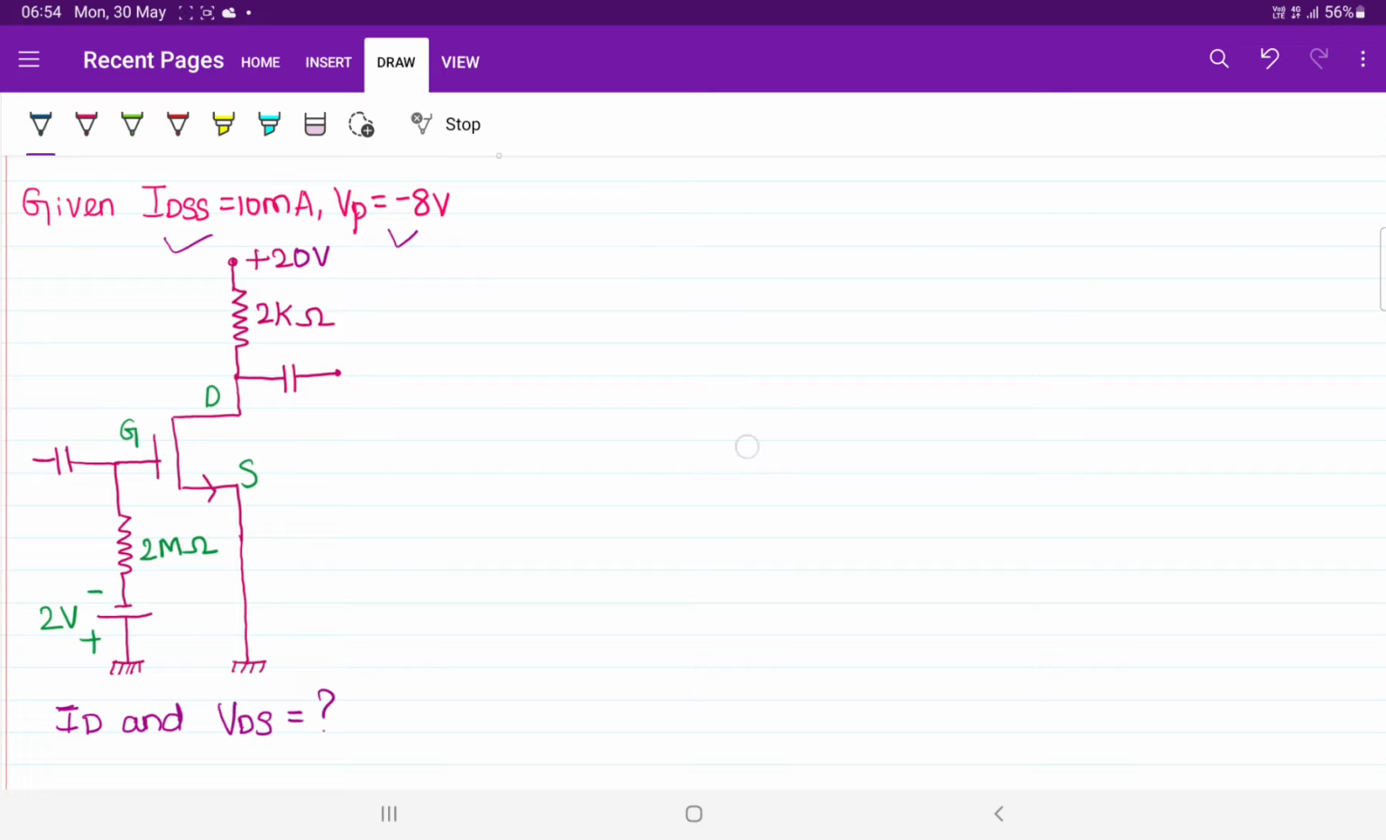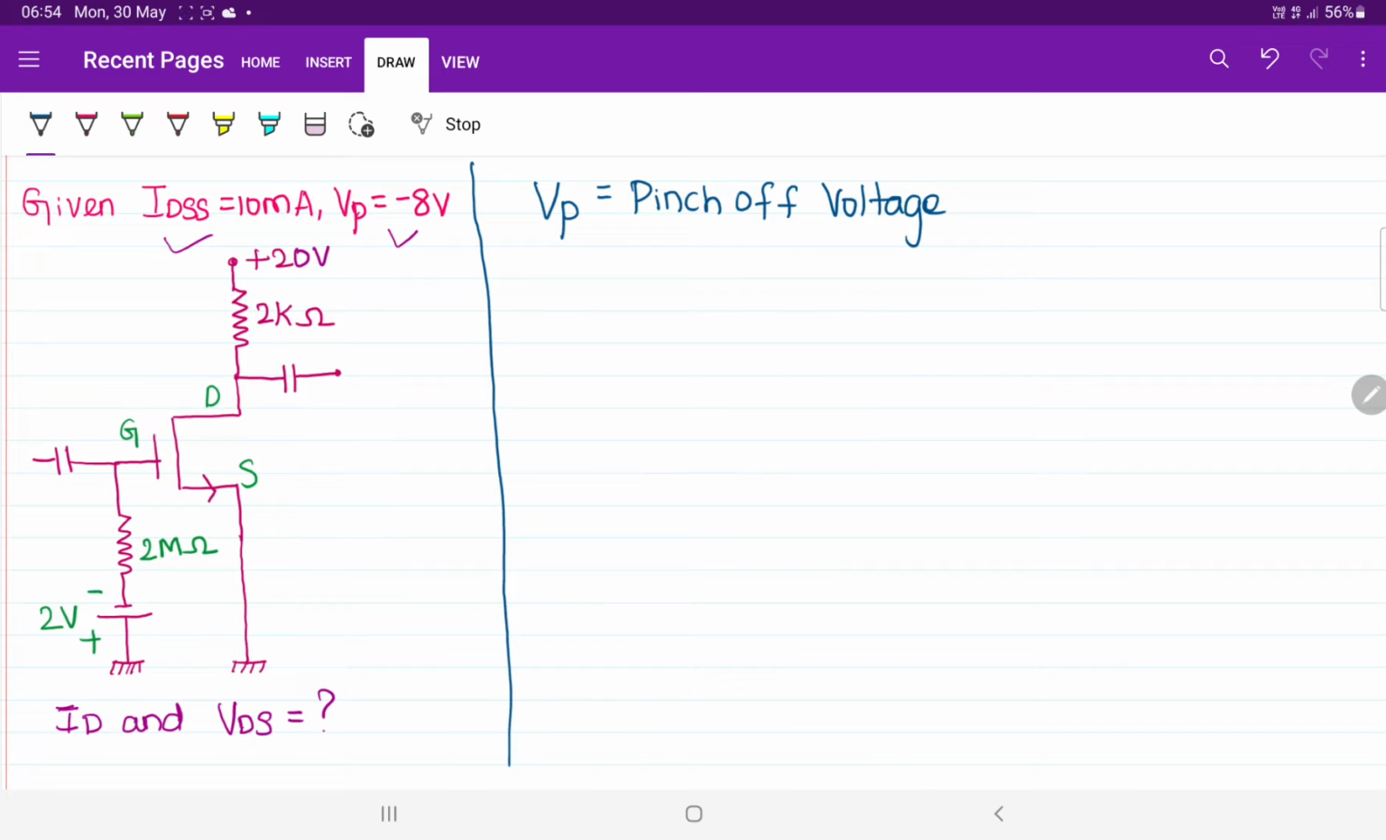Let me tell you. Basically, the value of VP stands for pinch off voltage. Okay, sir. So when will this pinch off voltage occur? This will occur when we are taking the MOSFET and your transistor is entering into the saturation region. That starting point of the saturation region, whatever the voltage that you are observing on the x-axis, that is simply called pinch off voltage. I hope you all understood what I am trying to conclude here.